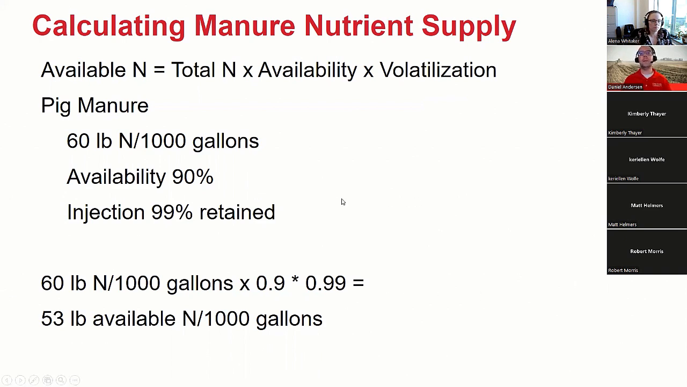Based on the ISU publication, we should be assuming that the nitrogen in swine manure is between 90 and 100% available. Most of us are doing injection, right? So we're going to say that we're retaining 99% of that nitrogen, only volatilizing 1%. And if you run that through these correction factors, you'll find that for every 1,000 gallons of manure, we're putting on 53 pounds of nitrogen, which is actually a pretty high amount historically. If you look back to the early thousands, we were probably much closer in that 20 to 30 pounds of nitrogen per 1,000 gallons of manure.